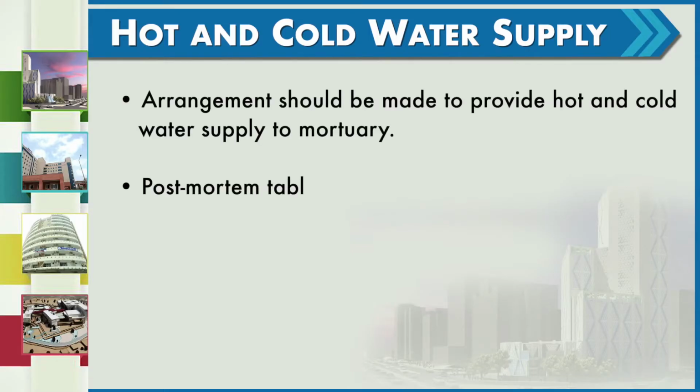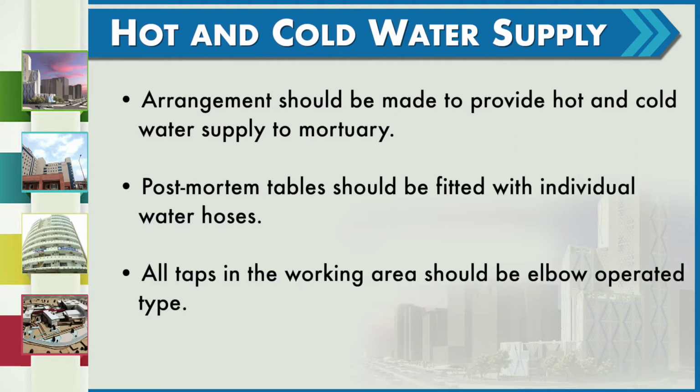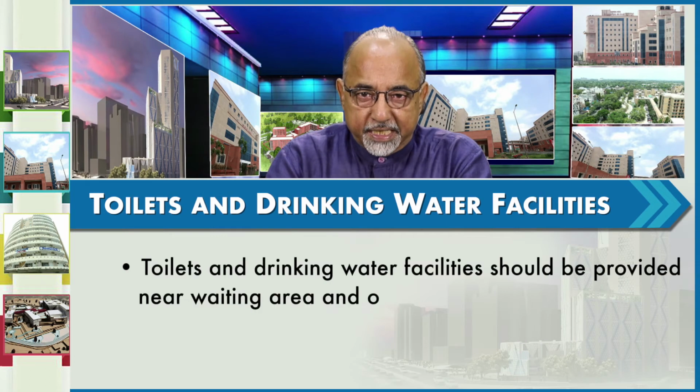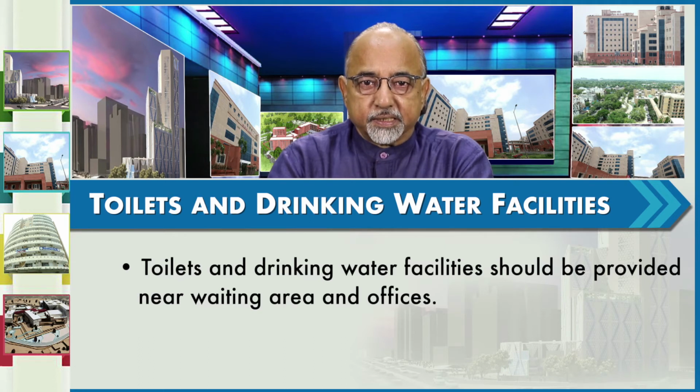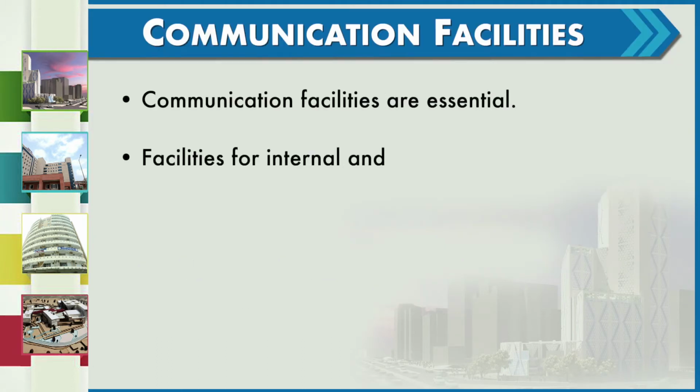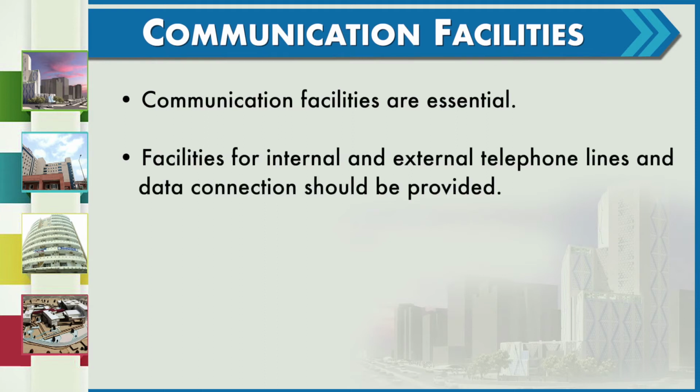Hot and cold water supply. Arrangement should be made to provide hot and cold water supply to the mortuary. Postmortem tables should be fitted with individual water hoses. All taps in the working area should be elbow operated type. Toilets and drinking water facilities should be provided near the waiting areas and offices. Communication facilities are essential. Internal and external telephone lines and data connections should be provided.